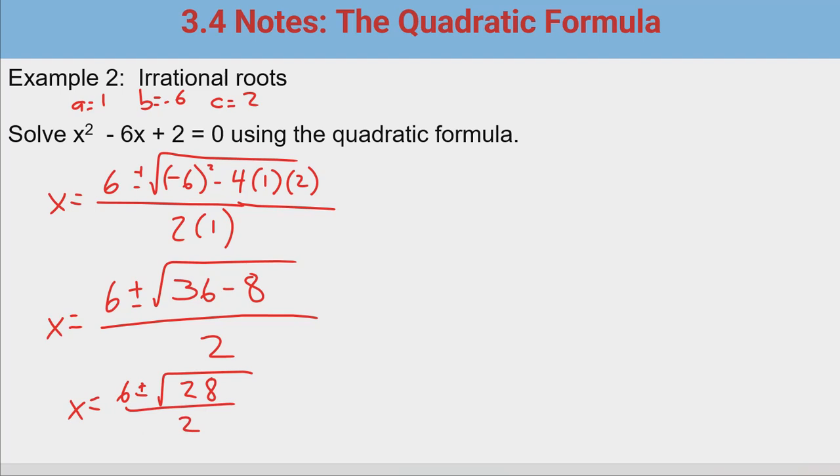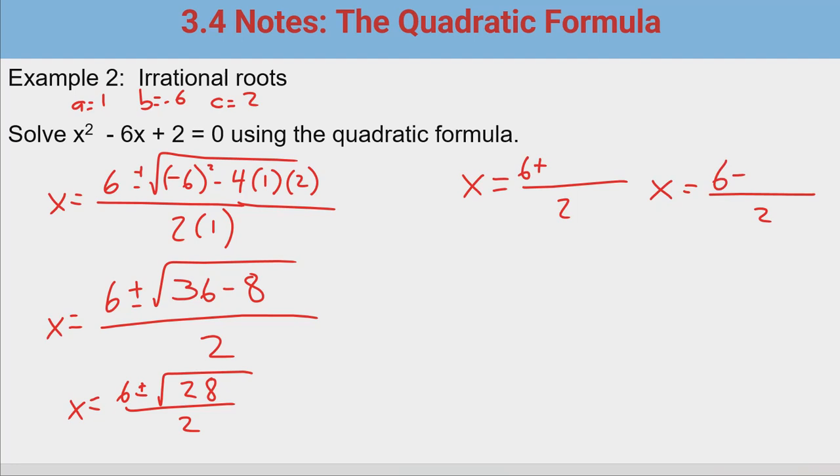Okay, at this point, square root of 28 is irrational. So we are going to work to simplify this as far as we can. I recognize also that I am going to have to split this into 2 problems because of that plus or minus. So this is going to be 6 plus square root of 28, and this side's going to be 6 minus the square root of 28. So let's take a look at square root of 28.